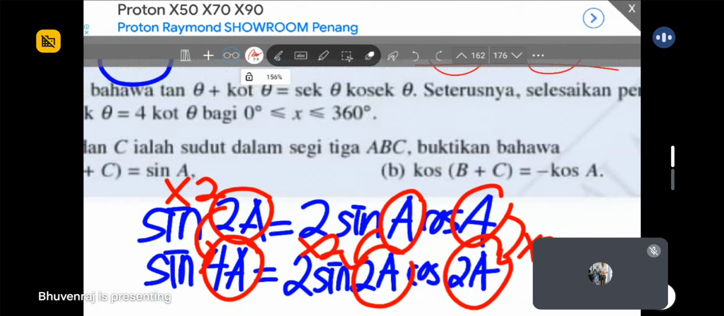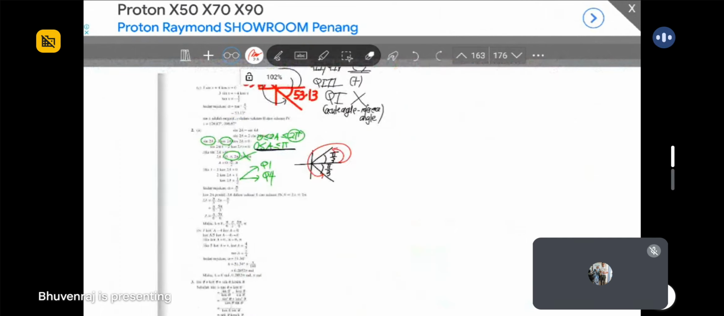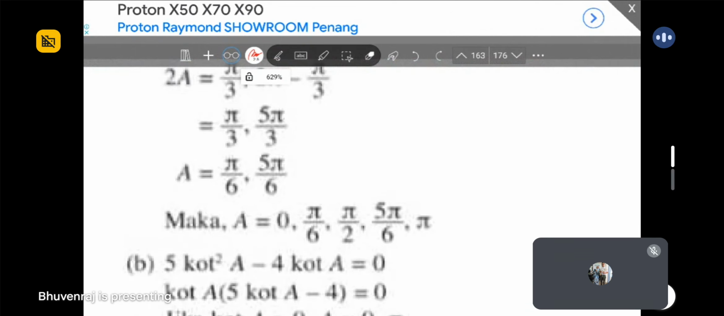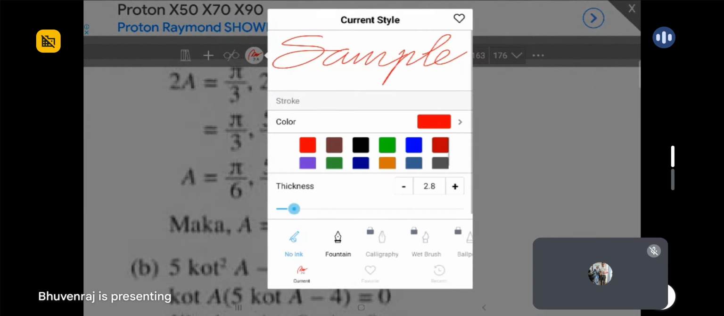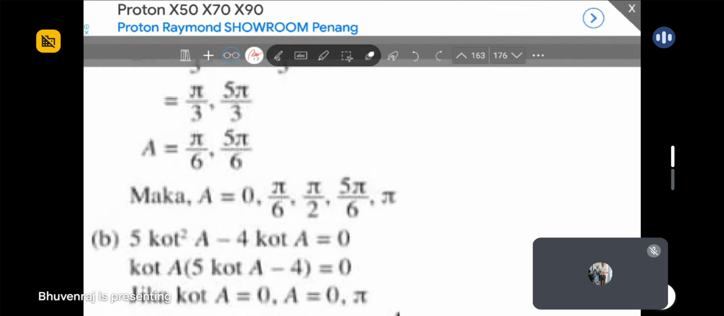You just need to factorize. Faktorkan. Of course you're going to factorize the common terms. Kamu faktorkan yang serupa. The common term here is cotangent A, right? So you just factorize cotangent A outside. Now you will have two answers, dua jawapan.